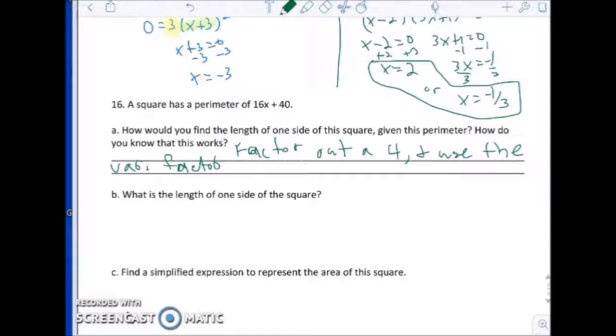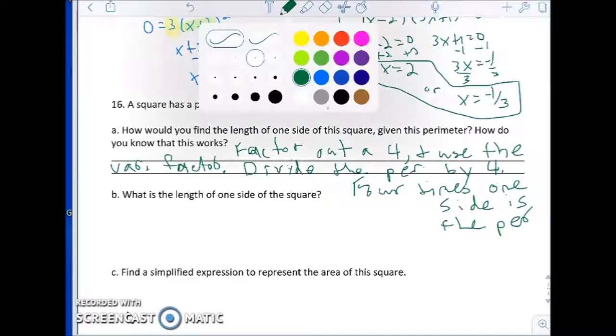And my handwriting's terrible, sorry. Awful. You could also just divide the perimeter by 4. How do we know this works? Because 4 times one side is the perimeter. If you can read those hieroglyphics, good for you.